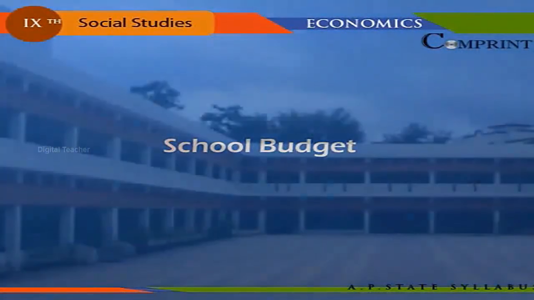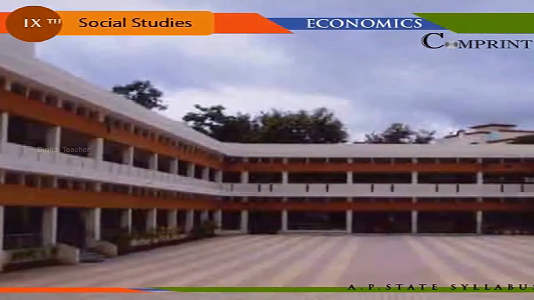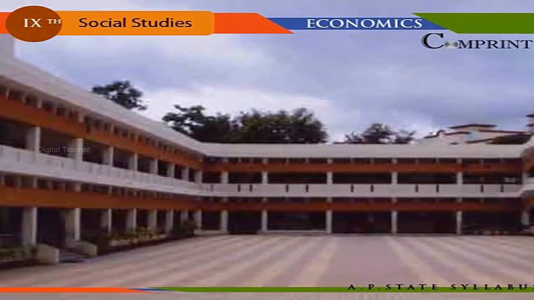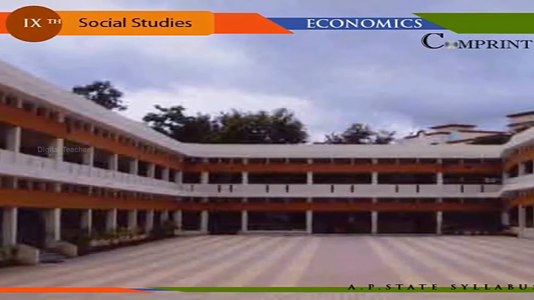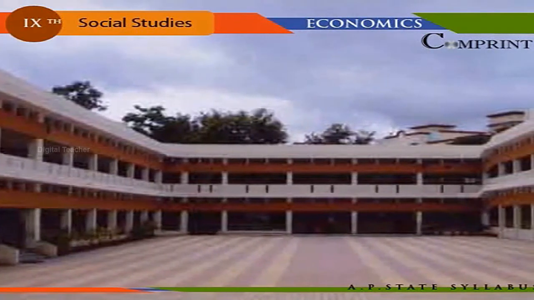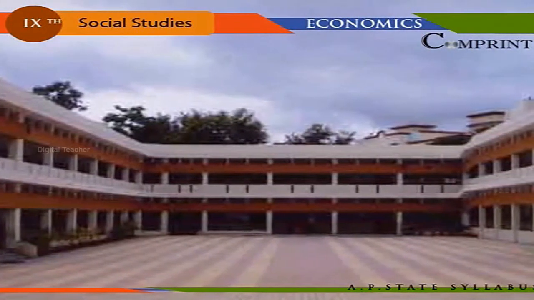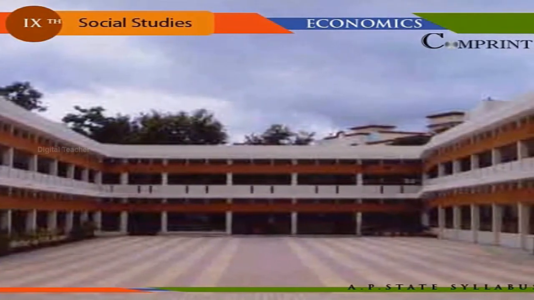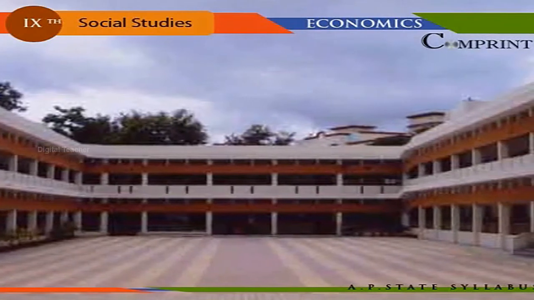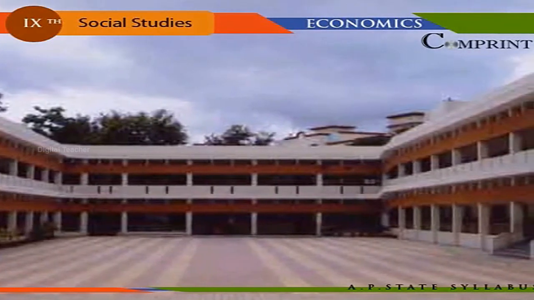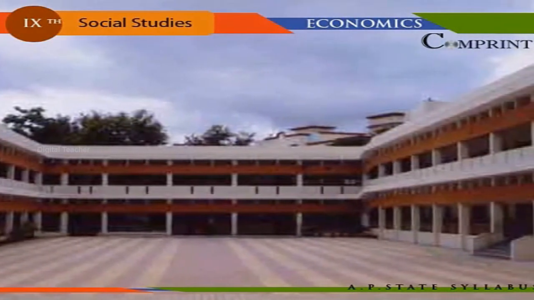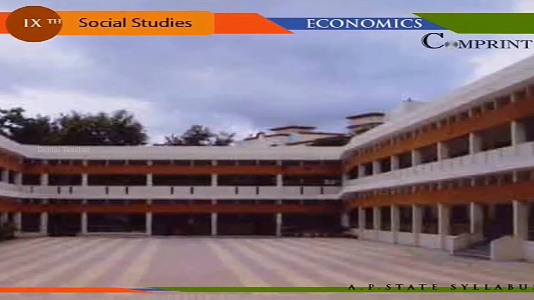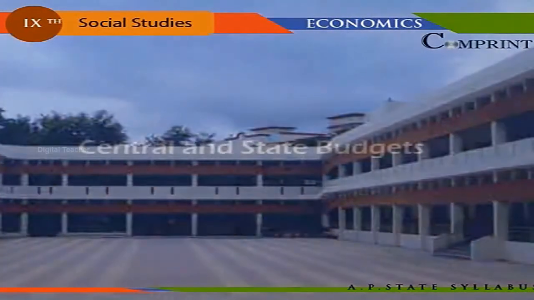School budget. Every school also prepares a budget of its own. Its receipts are fees received from the students, grants in aid received from the government, and donations received from the public. Its expenditure is on payment of salaries to the teaching and non-teaching staff, purchases of books and stationery and laboratory equipment, construction and repairs of building, and on some miscellaneous items.